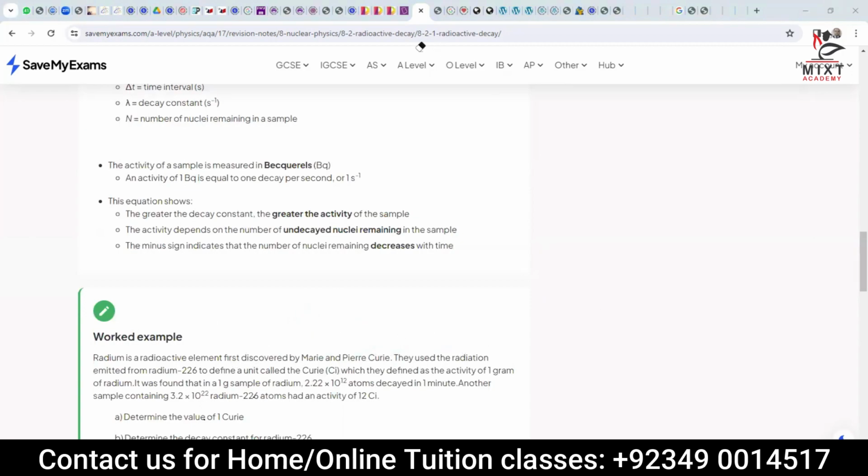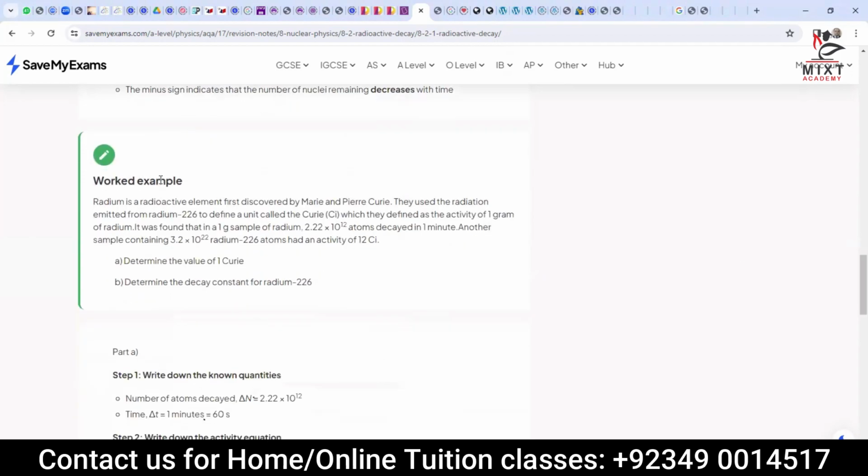If you see this question, how to use this formula, let's see. They say radium is a radioactive element first discovered by Marie and Pierre Curie. They used the radiation emitted from radium-226 to define a unit called the Curie, which is defined as 1 gram of radium. It was found that in a 1 gram sample of radium, 2.2 times 10 to the power 12 atoms decayed in 1 minute. Another sample contains this number of radium atoms and has an activity of 12 Ci. Determine the value of 1 Curie.